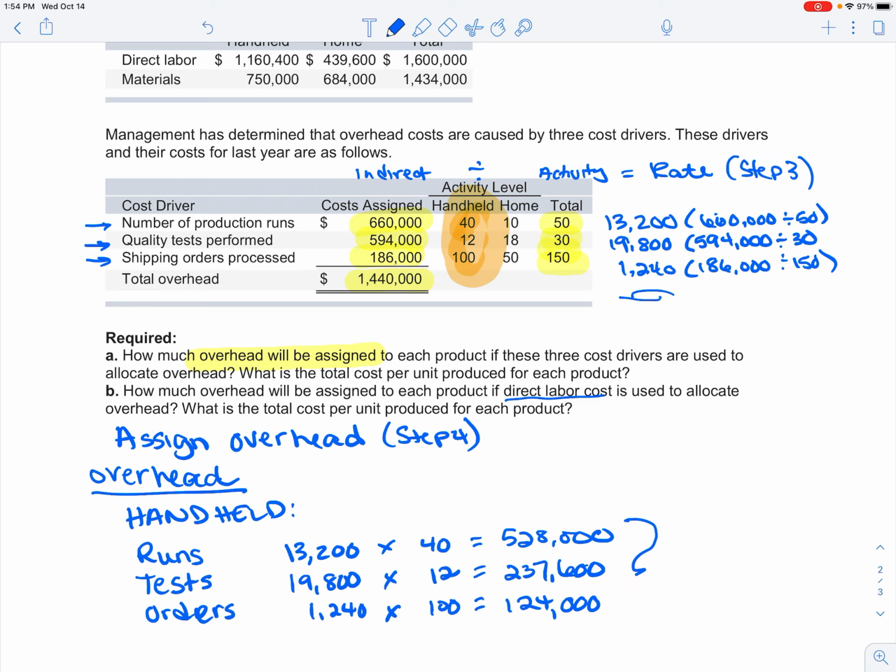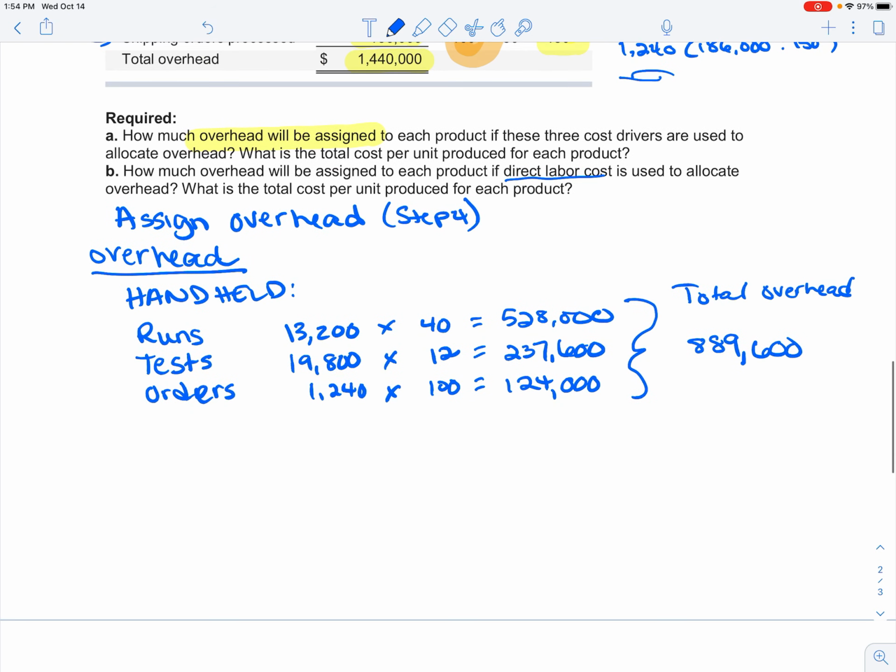So the total overhead that I would assign for these handheld items should be $889,600, if I just add all those together. Now we're going to do the same thing for this home model.